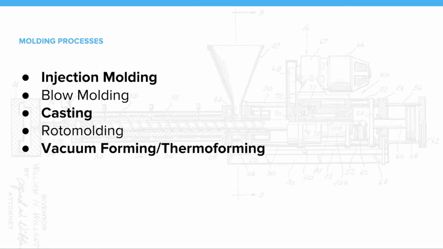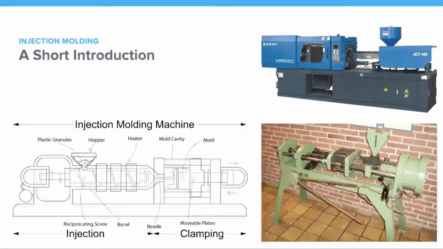What we're going to be focusing on are these three processes here, because we have seen 3D printing used for them, and we're going to go over them in a little more detail and then talk about how you can make your own 3D printed molds. So let's start with injection molding.